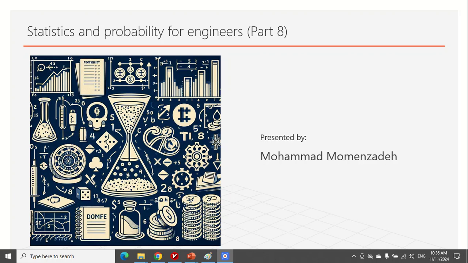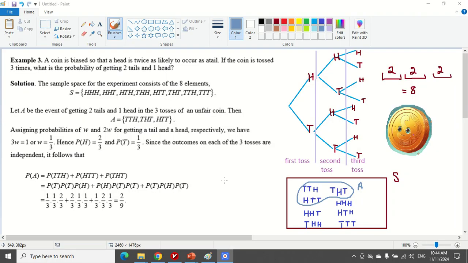At the beginning we start our discussion with one example for the multiplicative rule. Indeed, the multiplicative rule is the basis for the Bayes rule, and we promised in the last lecture to show one example about the multiplicative rule again. So this is the question, and here we go. A coin is biased so that a head is twice as likely to occur as a tail. This means that this coin is not fair.